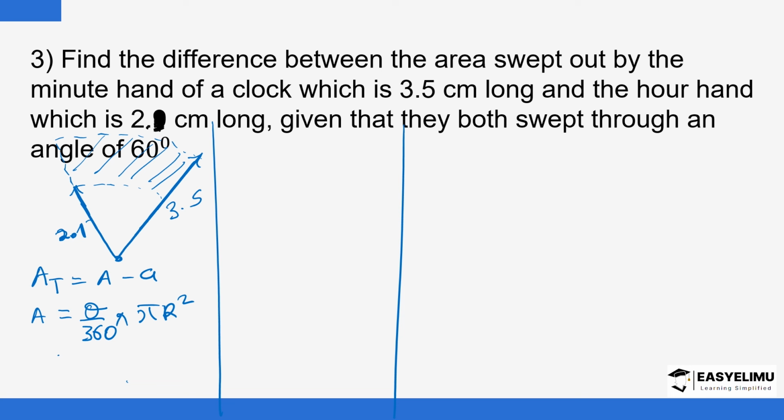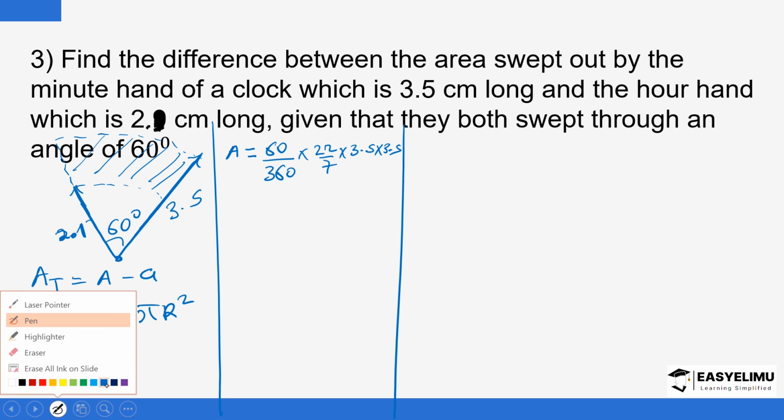So let me do it here again. So what's theta? 60 degrees. They swept, given that they both swept through an angle of 60 degrees. So this angle here is 60 degrees. So you divide by 360, multiplied by 22 over 7, by 3.5, by 3.5.